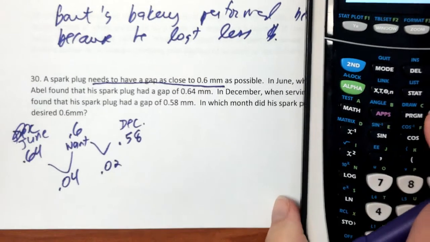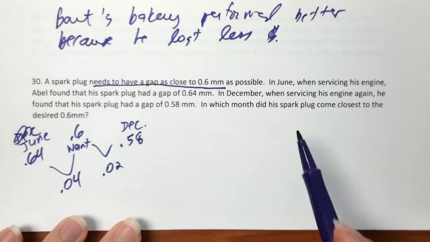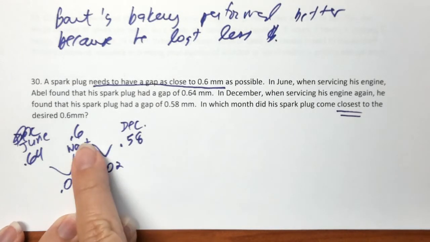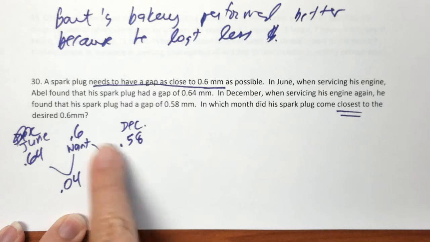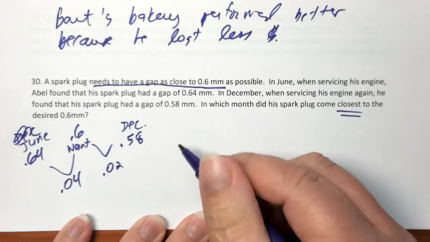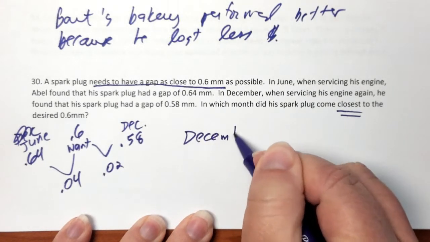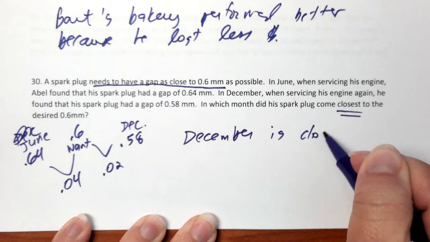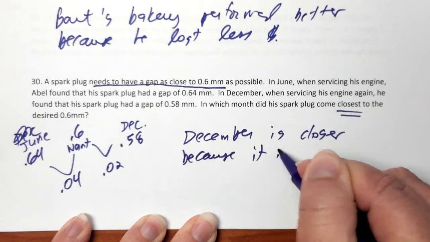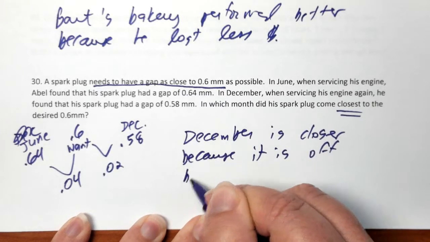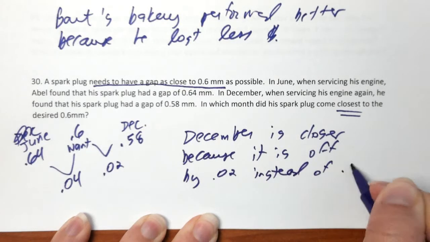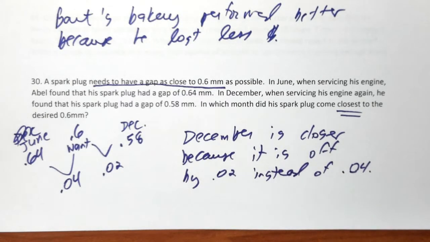So the question is not, hey, was it bigger or smaller or when? They just said, in which month was it closest? Well, if you wanted 0.6, then 0.58 is closer because it's only 0.02 away. So it must have been closer in December. So I'm going to say December is closer because it is off by 0.02 instead of 0.04. Okay? All right.